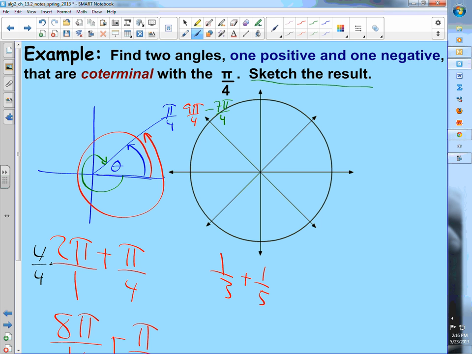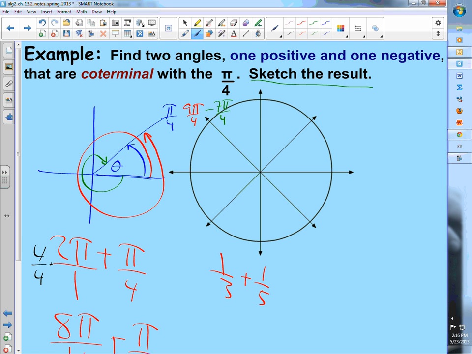Nothing wrong with that. So where would 9 pi over 4 be? Right here. 9 pi over 4 is the red one. Oh, so we went pi over 4, graph like that, and then this is fine too. So you do pi over 4, 9 pi over 4, and then the next one, negative 7 pi over 4.